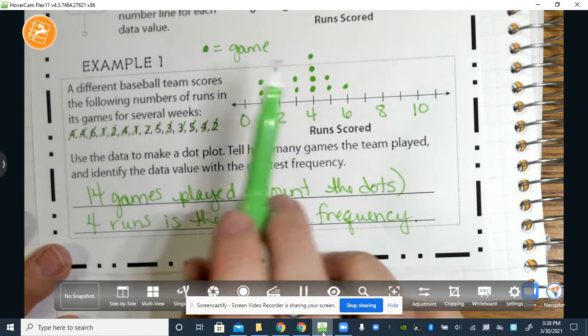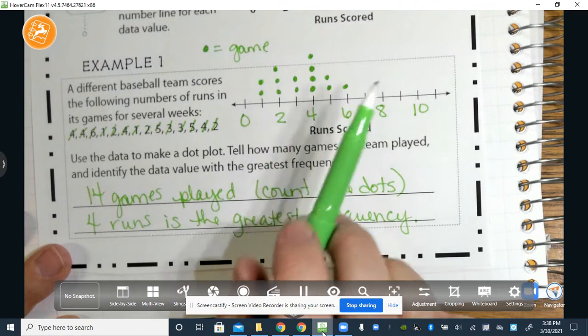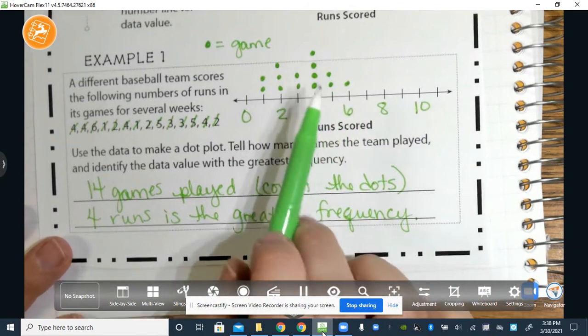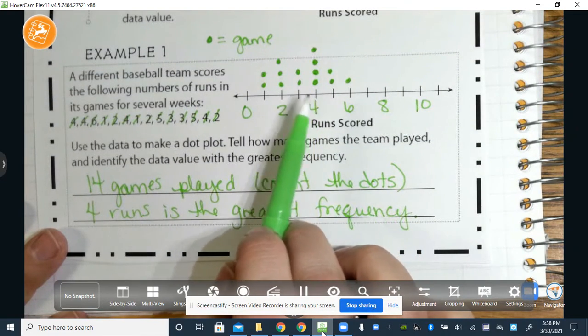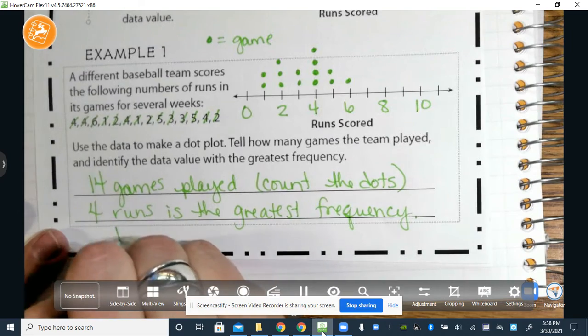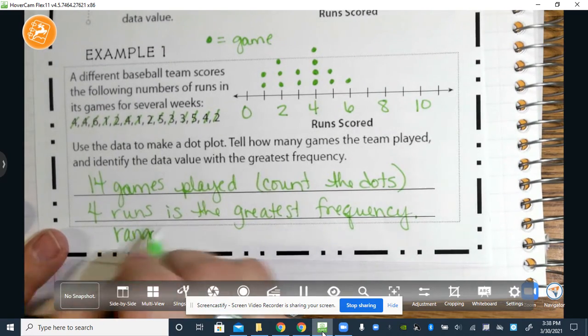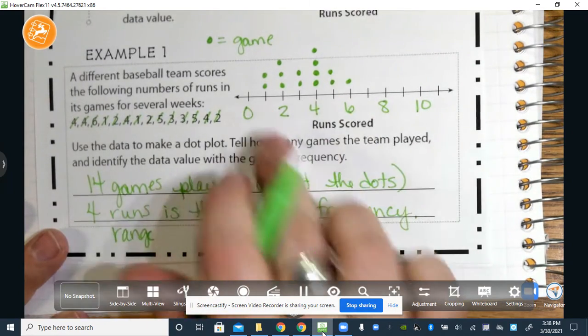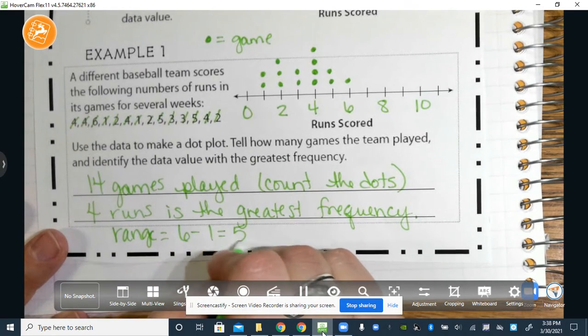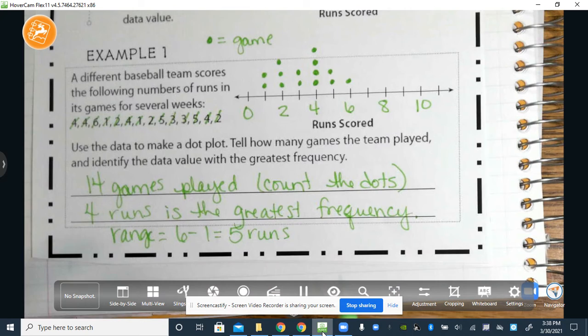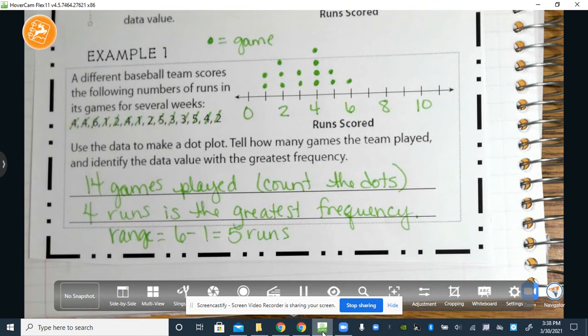With dot plots, you can find mean, median, mode, and range, and we're going to talk more about that tomorrow. But here you can see that the mode would be 4. You can find what the range would be by taking the high and the low and subtracting it. So 6 minus 1 gives me a range of 5 runs. For that week, the range would be 5 runs.